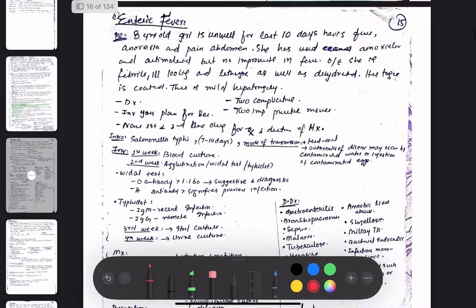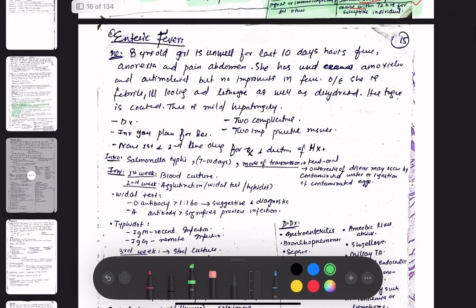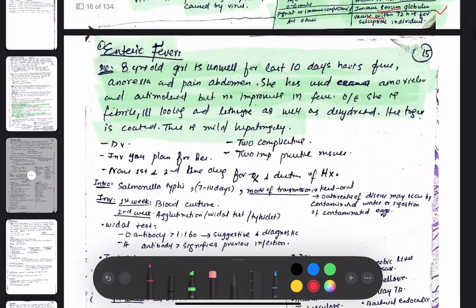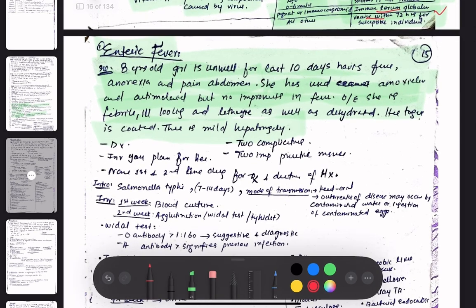Now coming toward enteric fever. Here is a scenario: there is an 8-year-old girl, unwell for the last 10 days, and she is having fever, anorexia, and pain abdomen. She has used amoxicillin and anti-malarial, but no improvement in fever. On examination, she is febrile, ill-looking, and lethargic, as well as dehydrated, and her tongue is coated. There is mild hepatomegaly.